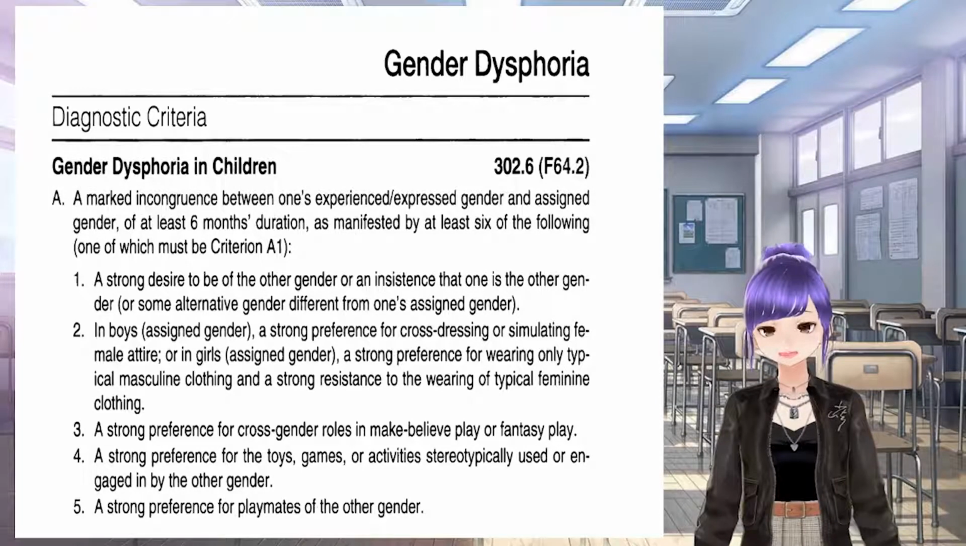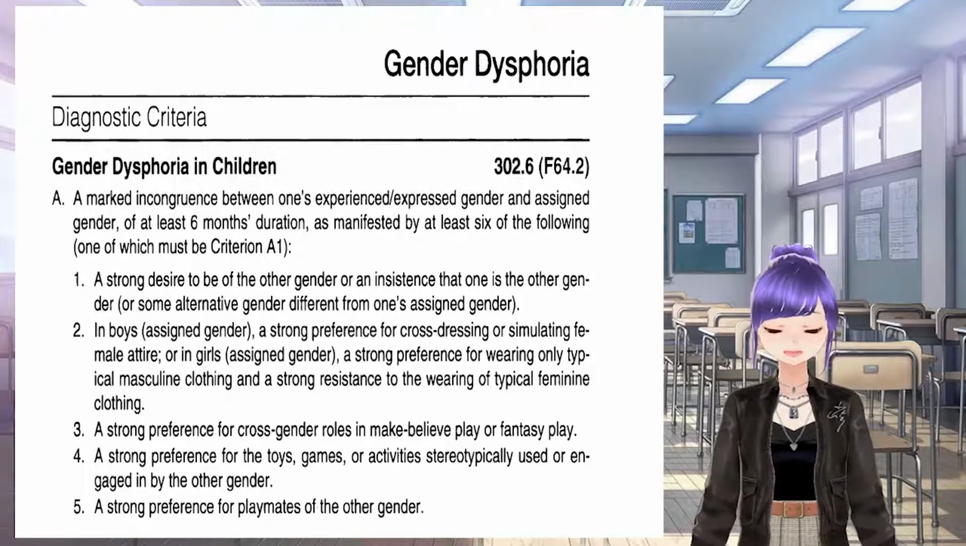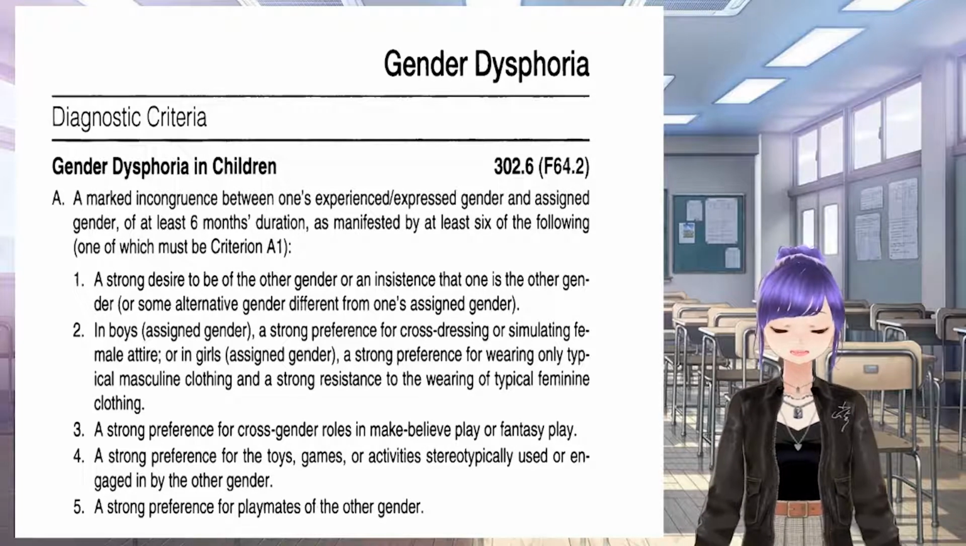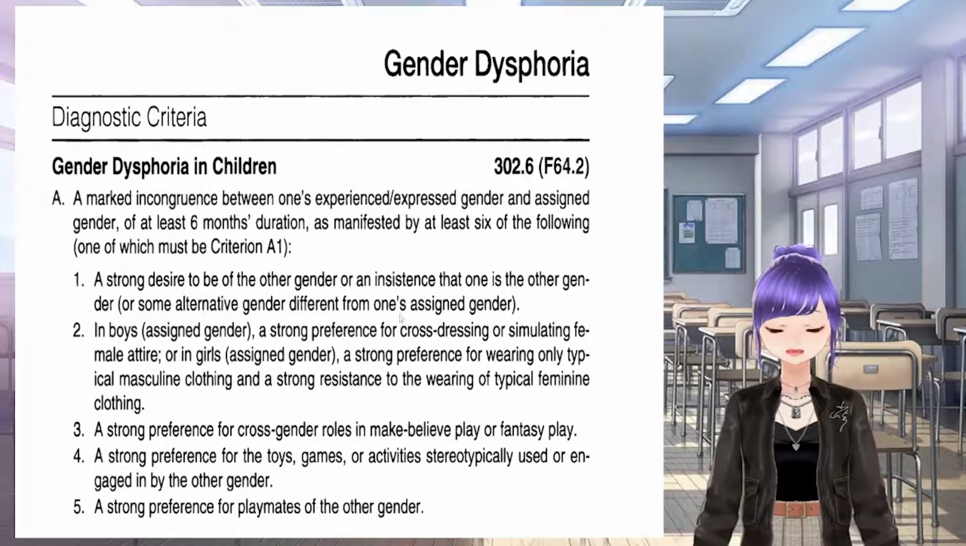Number 2, in boys, assigned gender, a strong preference for cross-dressing or simulating female attire, or in girls, assigned gender, a strong preference for wearing only typical masculine clothing and a strong resistance to wearing typically feminine clothing. Number 3, a strong preference for cross-gender roles in make-believe play or fantasy play. Number 4, a strong preference for toys, games, or activities stereotypically used or engaged in by another gender. And number 5, a strong preference for playmates of the other gender.